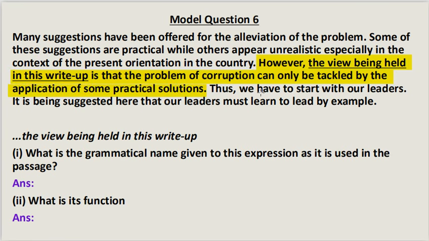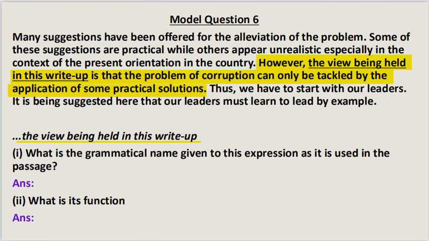Thus, we have to start with our leaders. It is being suggested here that our leaders must learn to lead by example. The view being held in this write-up is underlined. What is the grammatical name given to this expression as used in the passage, and what is its function? The view being held in this write-up.